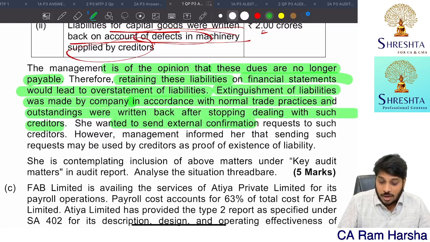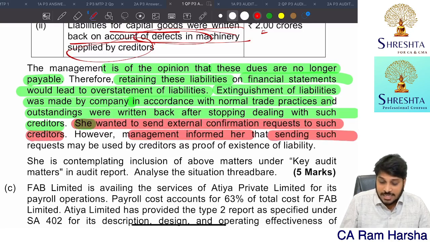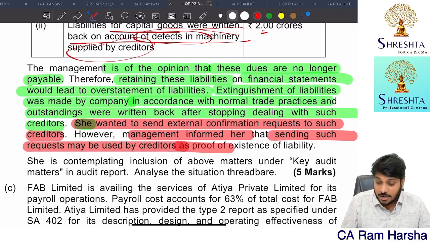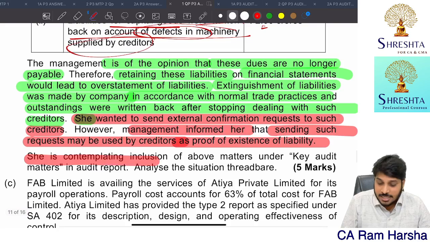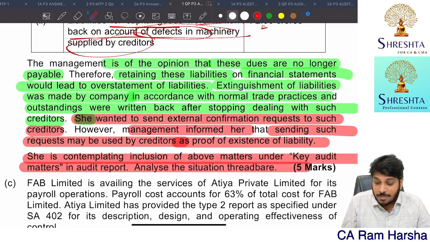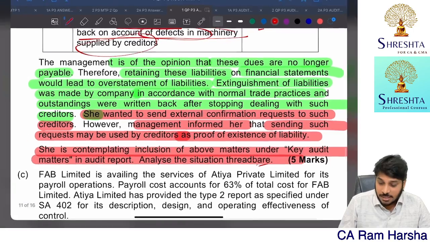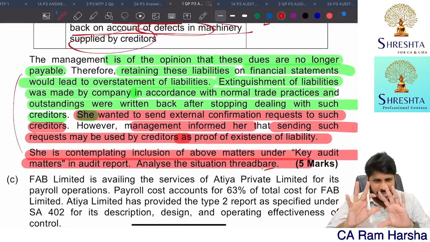She wanted to send, okay. She means probably the auditor. The auditor wanted to send an external confirmation request to such creditor. However, management informed her that sending such confirmation may be used by the creditor as a proof of existence of liability. She is contemplating inclusion of the above matter under key audit matter. Analyze the situation threadbare, in detail.